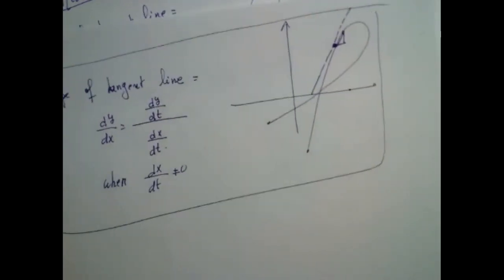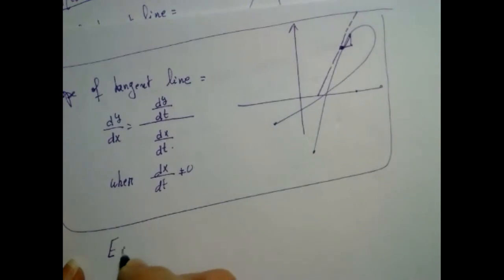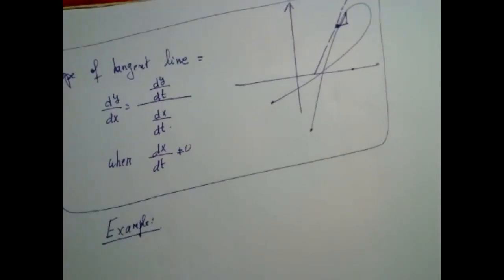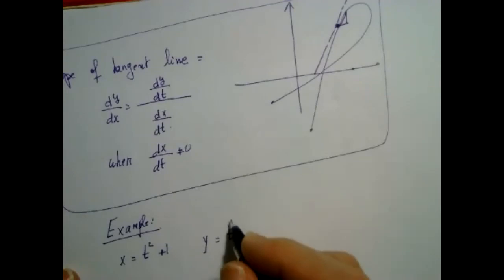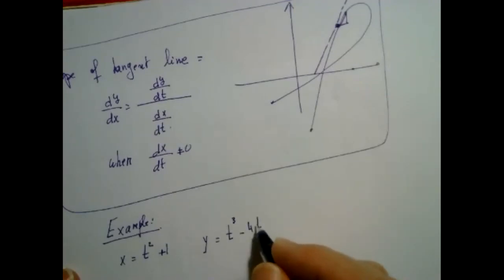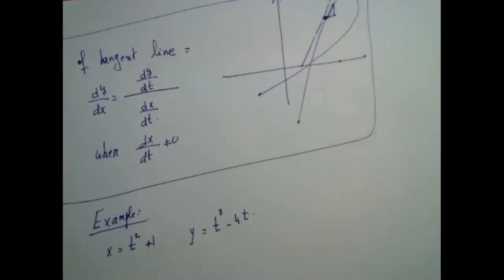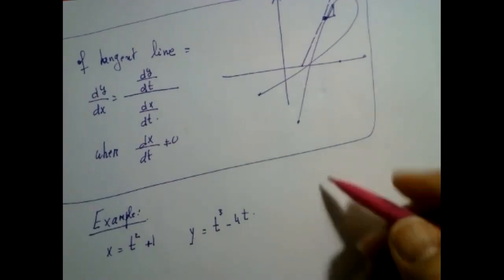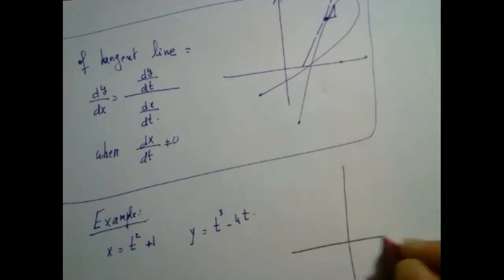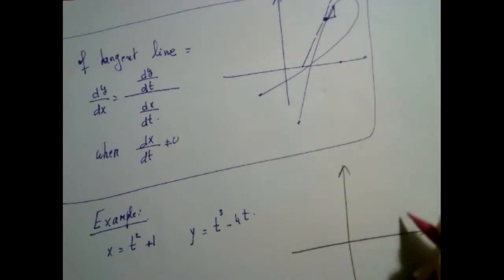A very quick example, because it's actually simple. Suppose I take the following curve: x equals t squared plus 1, and y equals t to the power 3 minus 4t. Now if we graph this curve, we get something like this. This is a neat curve.